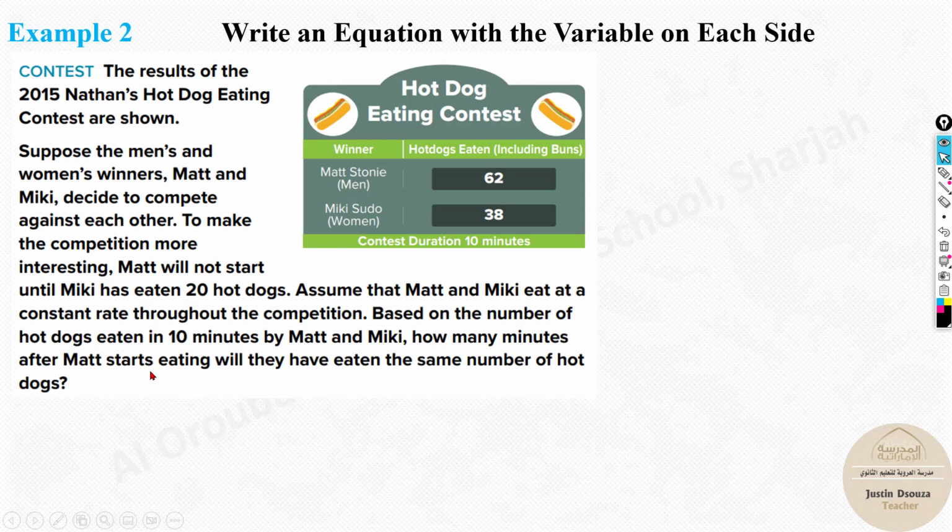We will see a real world problem now. The results of the 2015 Nathan's hot dog eating contest are shown. Basically, you're eating hot dogs. The winner is Matt Stonie in the men's section, who has eaten 62 hot dogs, including the buns, and Miki Sudo in the women's, with 38. This contest duration is 10 minutes. In 10 minutes, they have eaten so many.